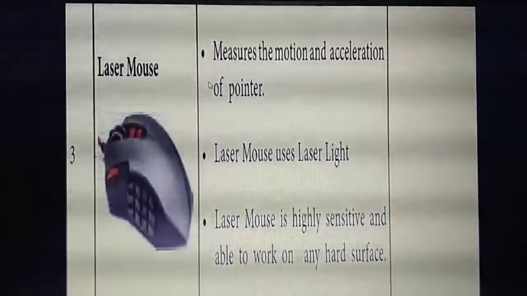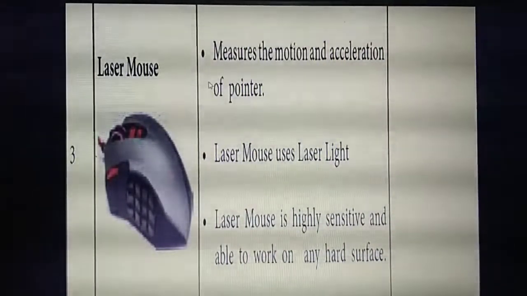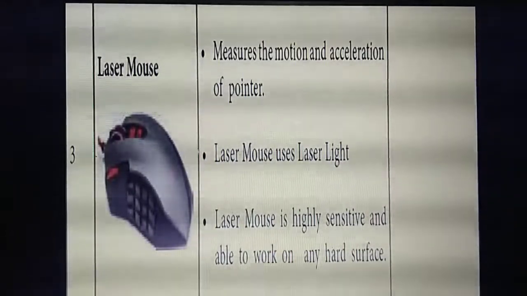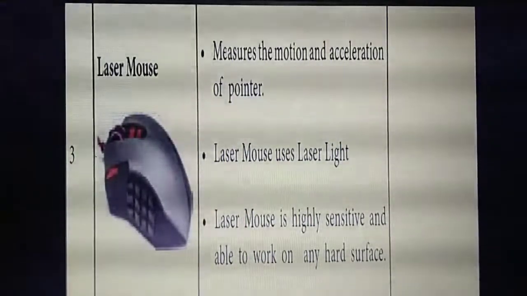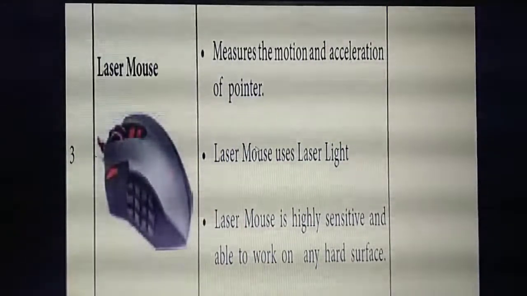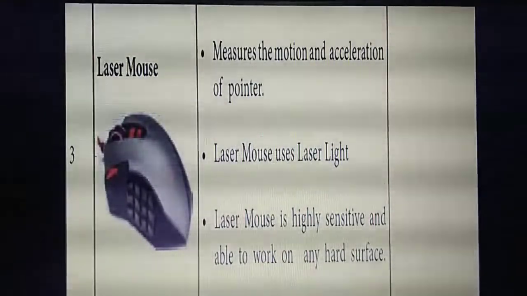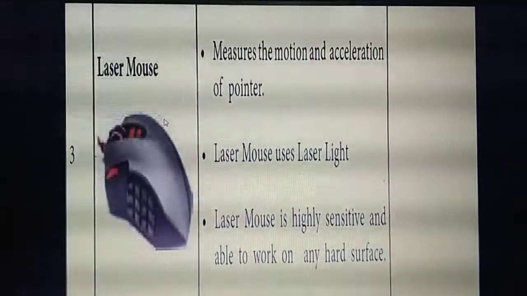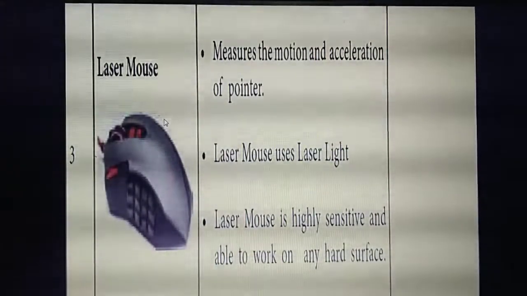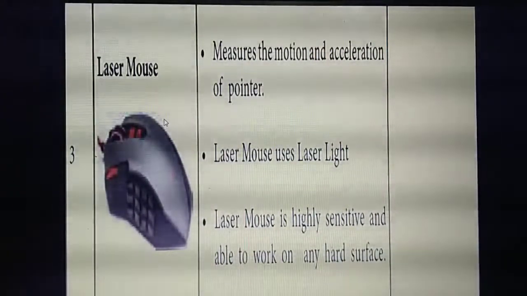Next, the third type is the laser mouse. What's the third kind of mouse? Laser mouse. Here, the laser mouse is the same. If you are using a laser mouse, you can see the same pointer on the screen, and it measures the motion and acceleration of the pointer. But what's the difference? The laser mouse uses laser light. It always works based on laser light.